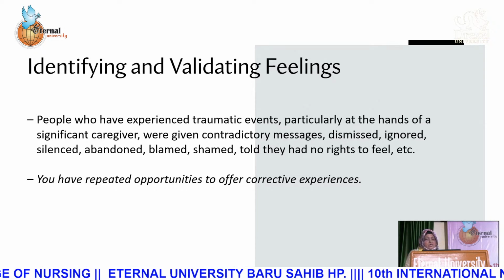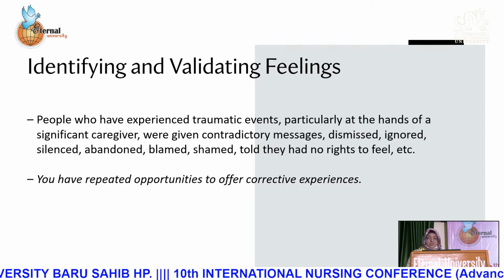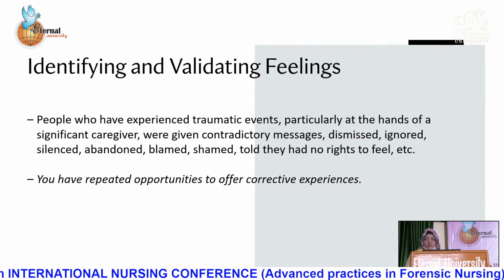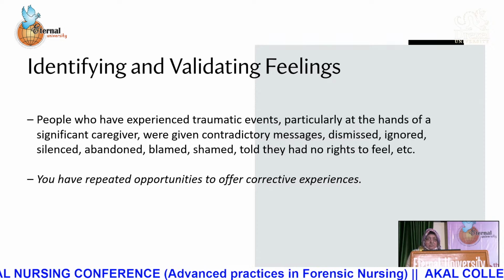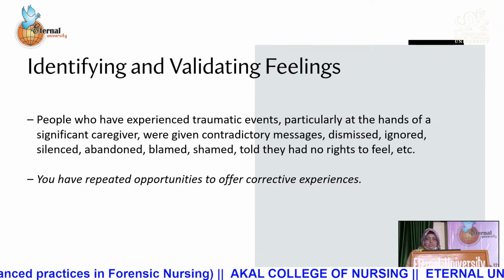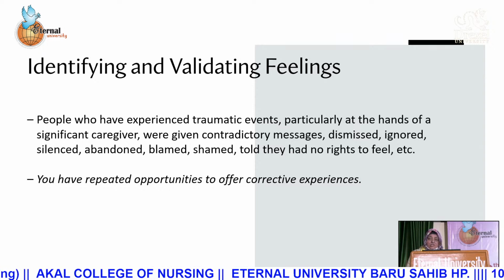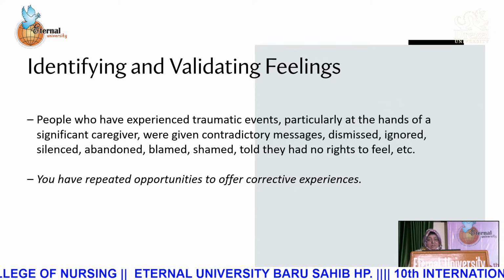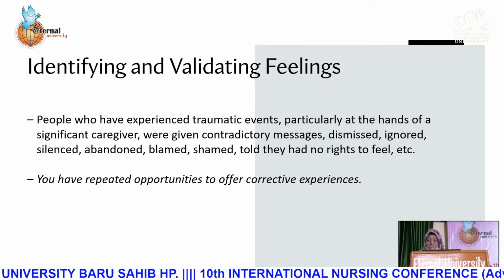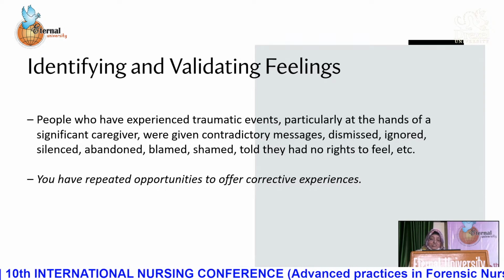So you have repeated opportunities to offer corrective experiences, but they should tell what has happened. Sir has given numbers, so they should tell there what has happened. I have read about three sisters who were molested by a priest. Their father and mother were rich. The mother was helping the priest to molest her girls. Then the first daughter could not reveal what was happening with her.